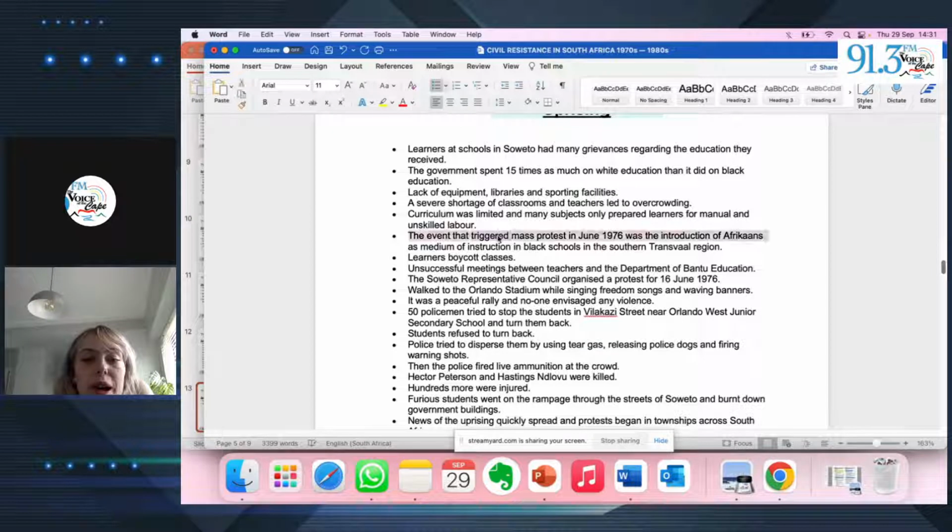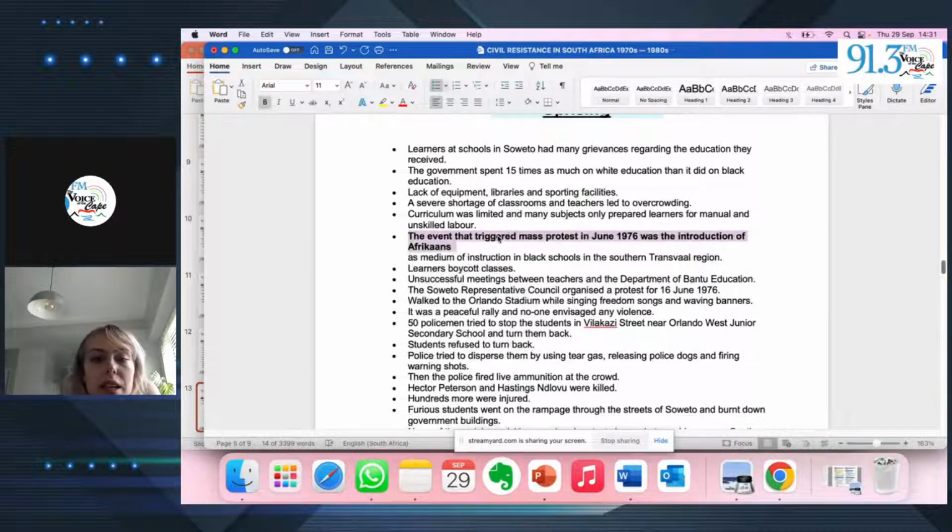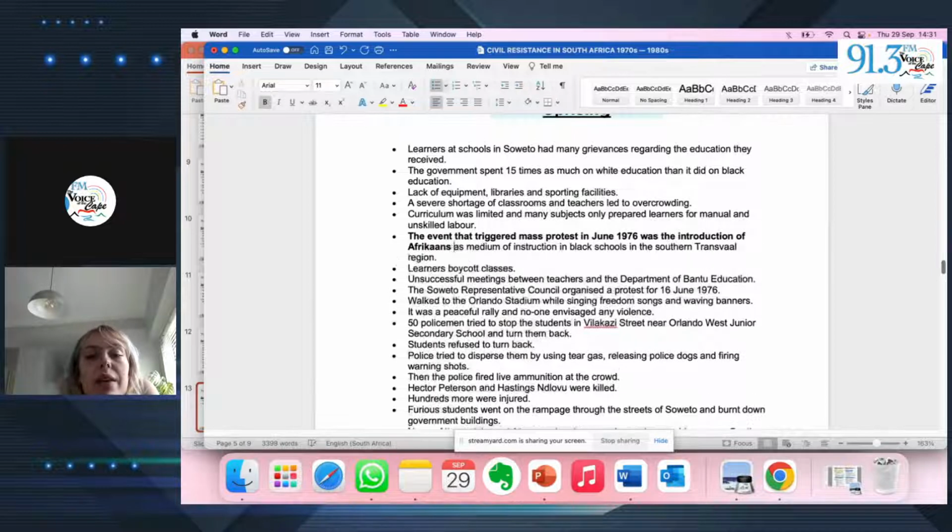The event that triggered mass protest in June 1976 was the introduction of Afrikaans as a medium of instruction in Black schools in the Southern Transvaal region. Learners boycotted their classes, and there were unsuccessful meetings between teachers and the Department of Bantu Education. The Soweto Representative Council organized a protest for 16 June 1976.